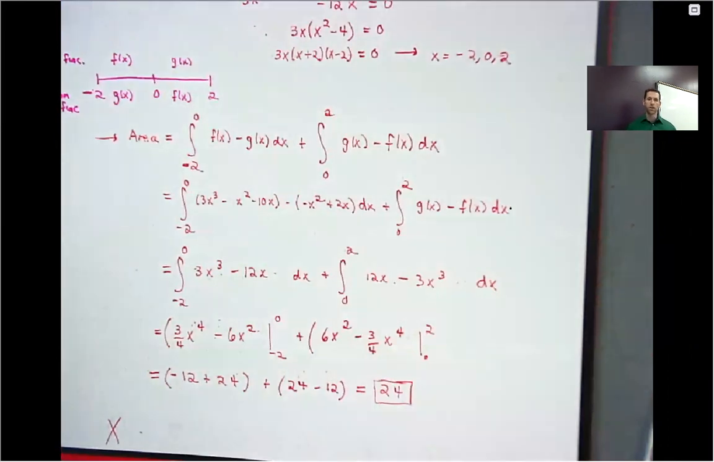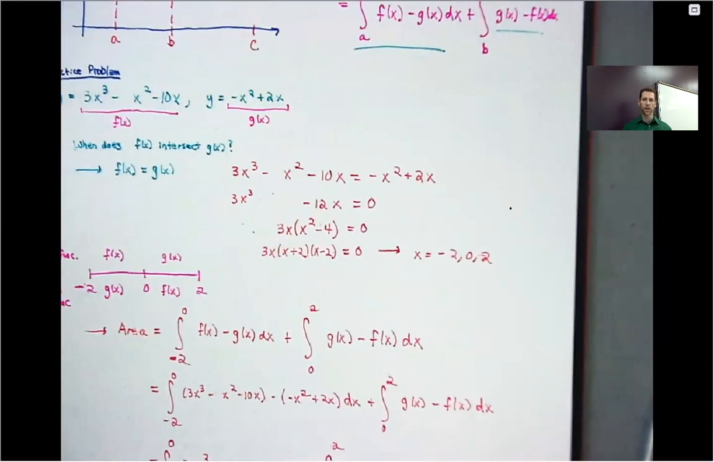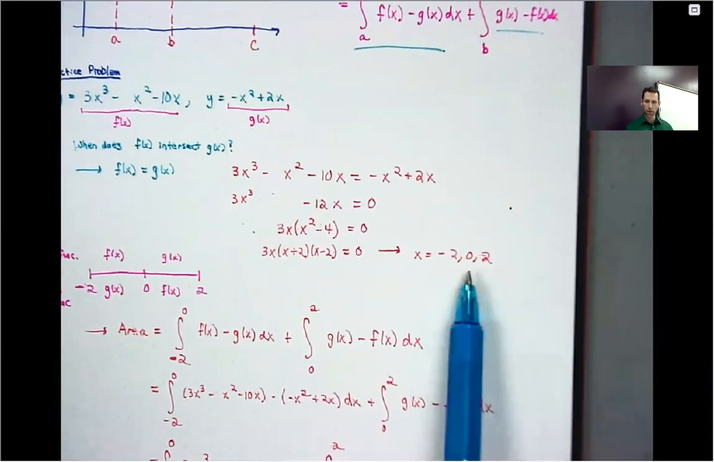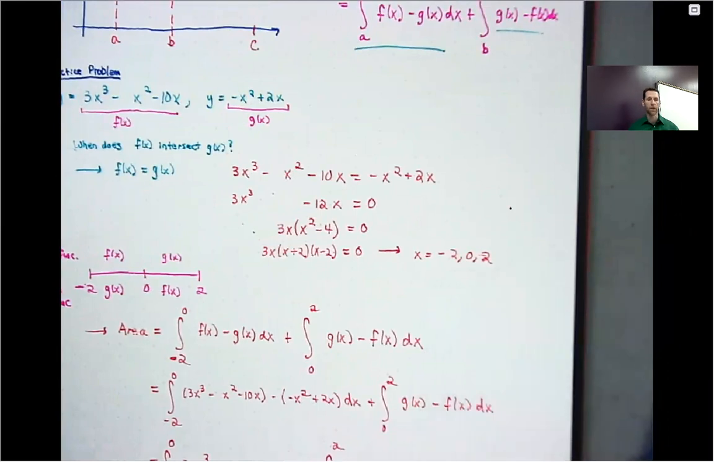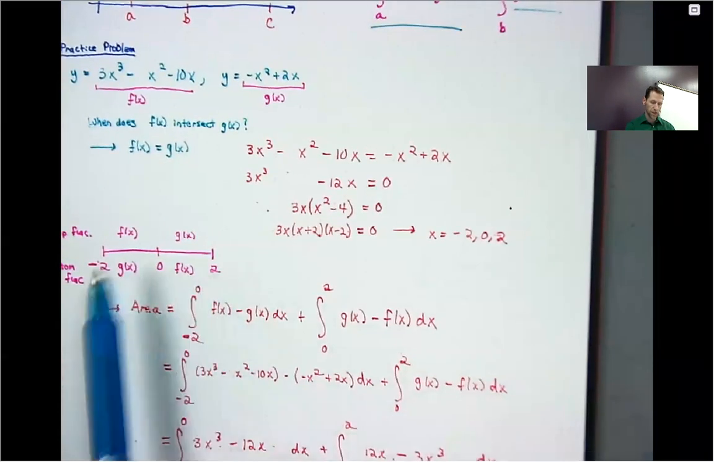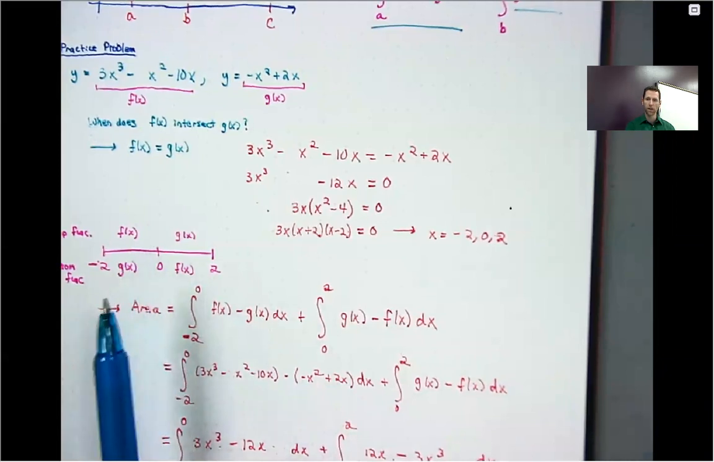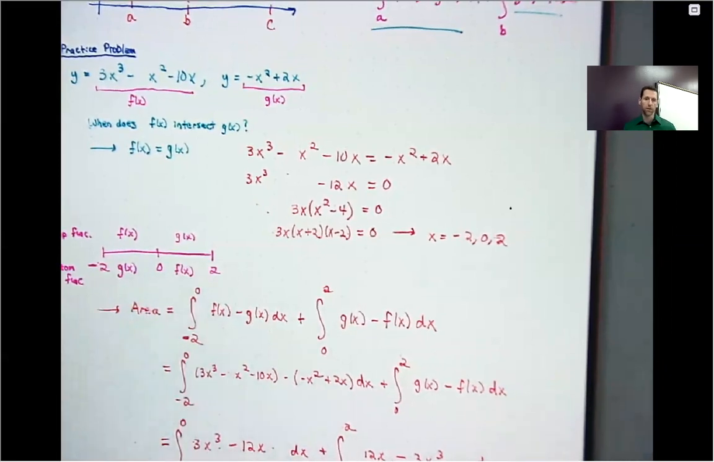So this just adds an additional step in your calculation right here: when do these functions intersect? And if it happens in more than 2 locations, then you have to make this number line to see what the top and the bottom functions are and to proceed forward.